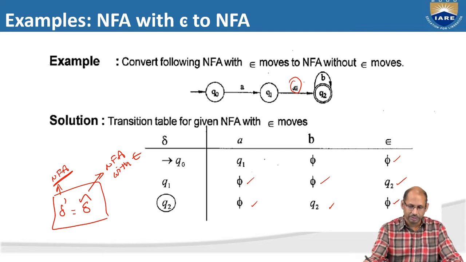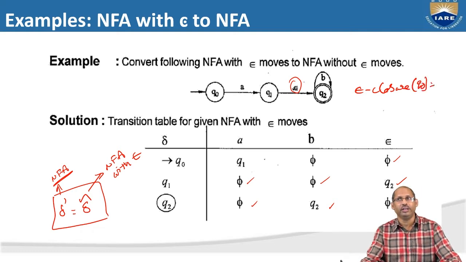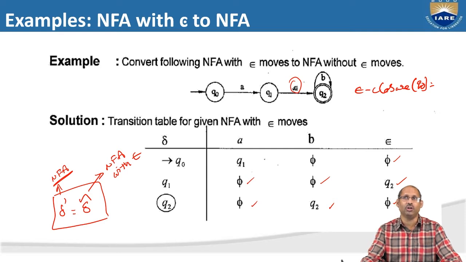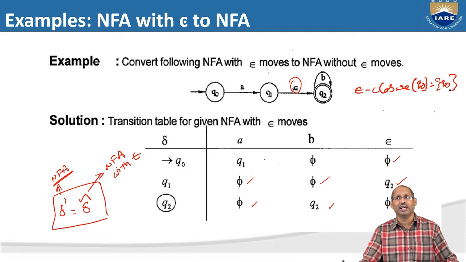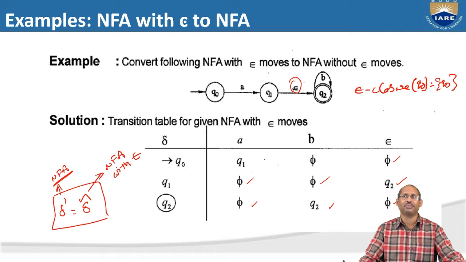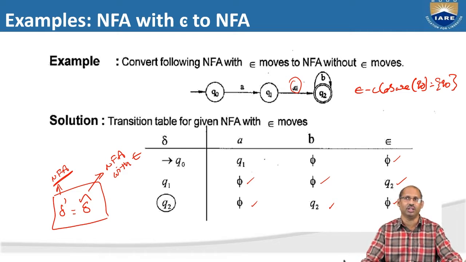Okay. Here, first, epsilon closure of Q0. What does it mean? All the states which can be reachable on epsilon from the Q0 state. Here, there is no epsilon transition from Q0. So, epsilon closure of Q0 is Q0 itself, because without a symbol, it may stay in its own state. So, epsilon closure of Q0 is Q0.